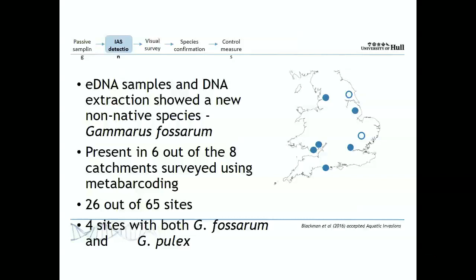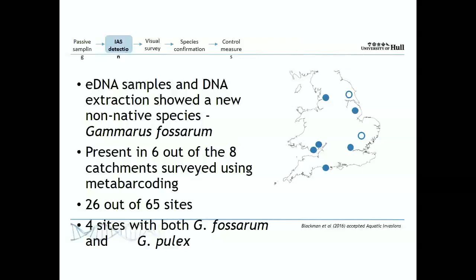So 26 out of our 65 sample sites, we found this new species that we hadn't detected before using our microscopy. And interestingly enough, we found at 4 of those sites, we also had Gammarus pulex. They exist quite happily on the continent where they're quite widespread. So it is really, really good to see that the fusarum wasn't behaving in an invasive way.